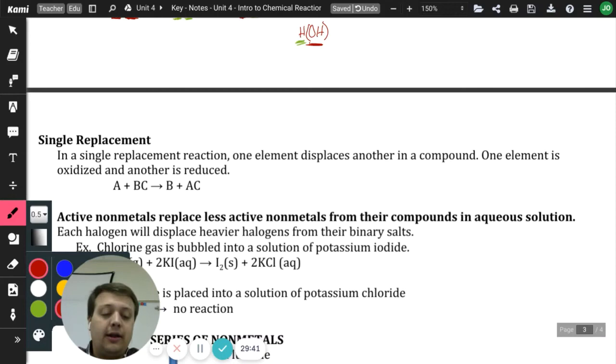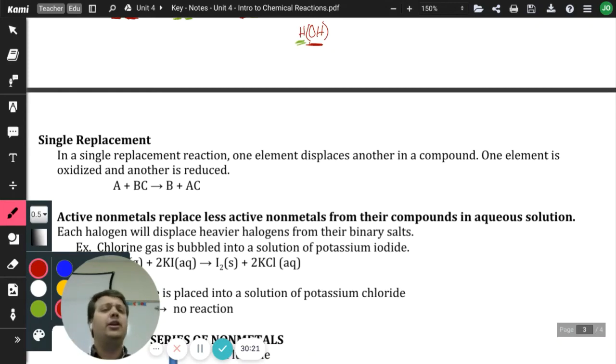So now let's take a look at single replacement. If double replacement is taking two compounds and swapping their partners and creating two new compounds, single replacement is going to be taking a compound and an element, and we're only going to have a single thing replacing. In single replacement reactions, one element is going to displace another element that is in a compound. So one element is oxidized, the other element is reduced. And we'll talk about oxidation and reduction a little bit later on in this unit.